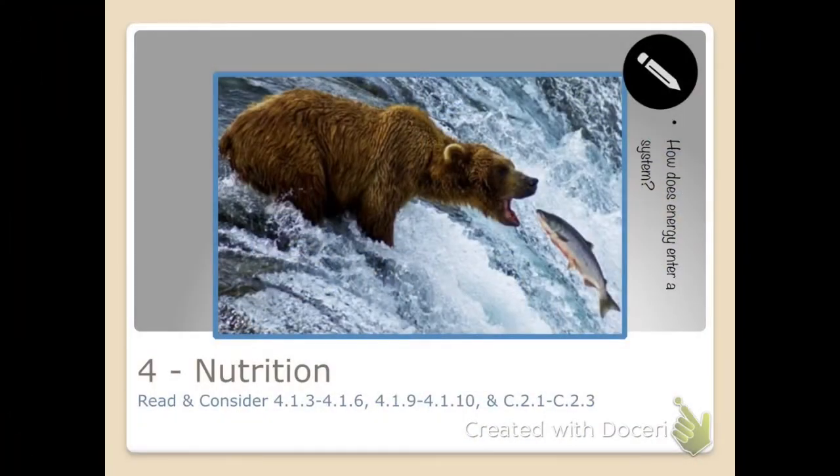Hey guys, today we're going to talk about nutrition in ecosystems and how energy enters a system and how it flows through. So I want you to take just a minute to think about that. How does energy enter a system? And then think about how it moves in a system. Also consider, does energy exit a system? And if so, how?